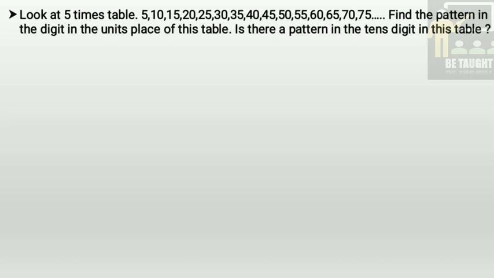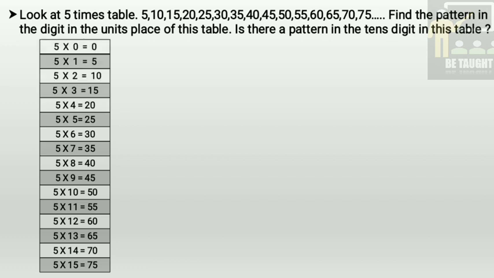Look at the 5 times table. 5 ones is 5, till we write the table 5 15s are. Find the pattern in the digit in the units place of this table. Is there a pattern in the tens digit in this table? So let us find out. We wrote the table 5 zeros are 0 till 5 15s are 75.